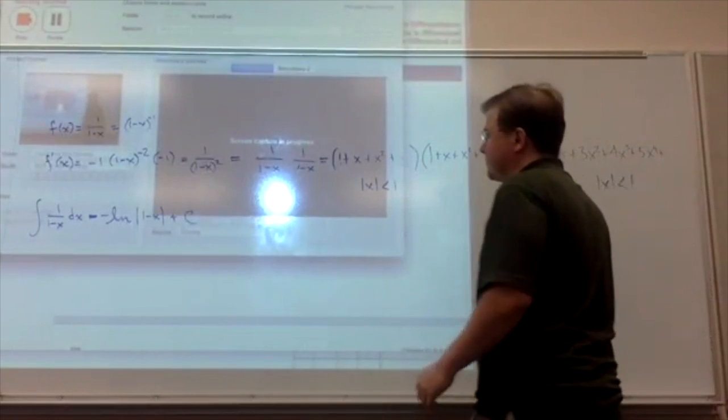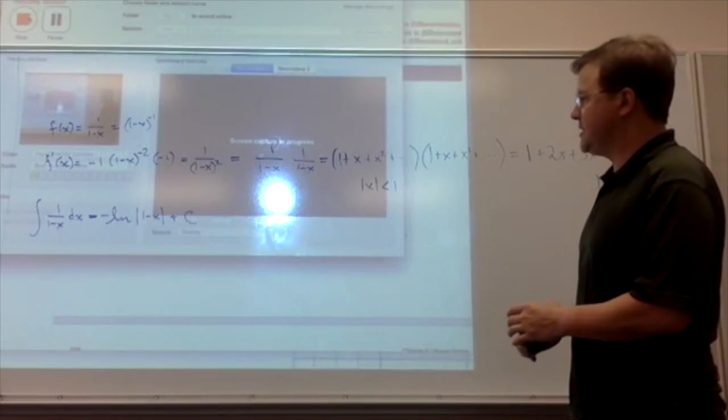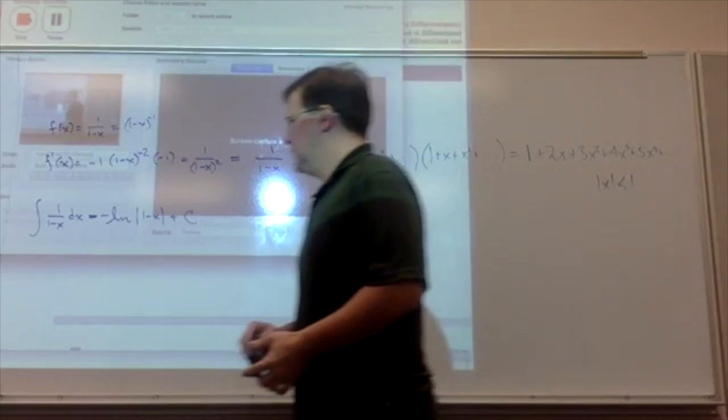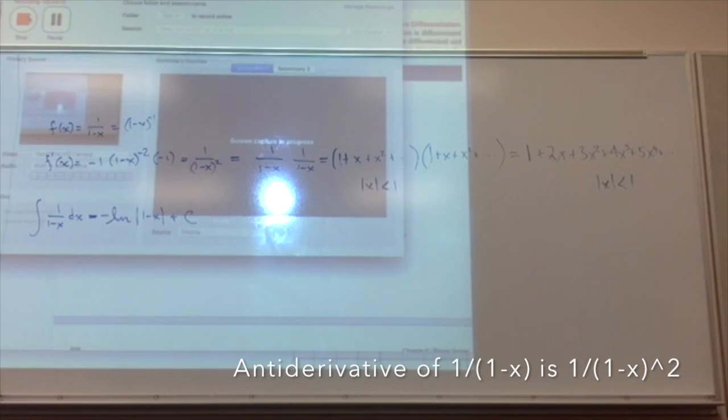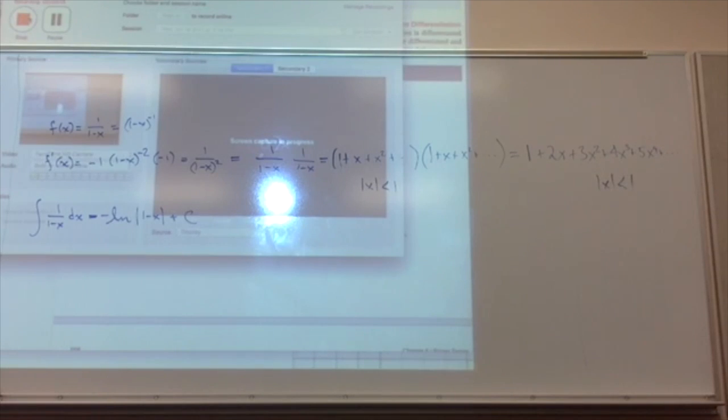Okay, so I've just produced an argument to suggest that this function, it's written right here, can be represented by this power series.